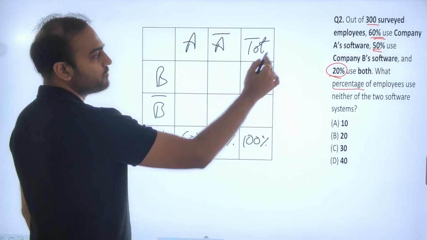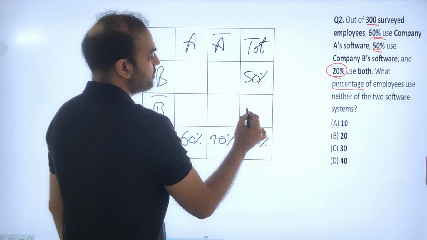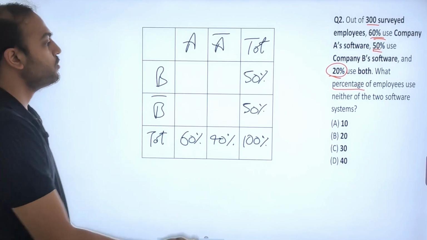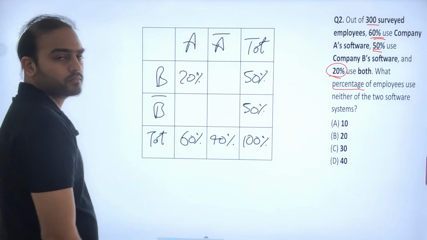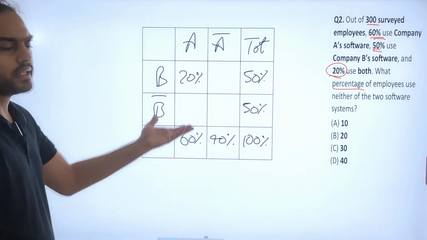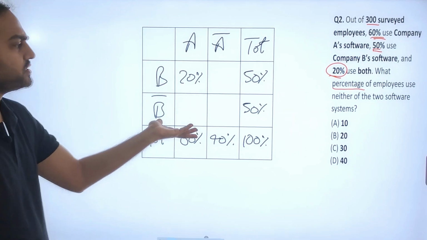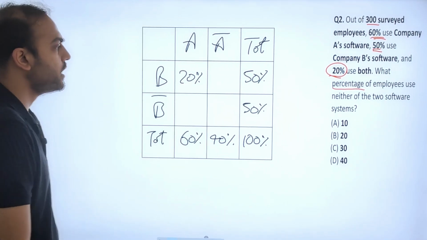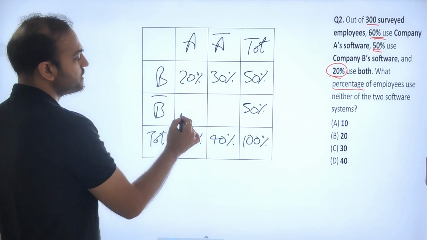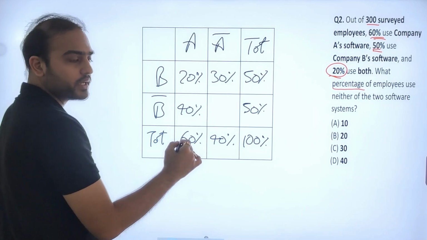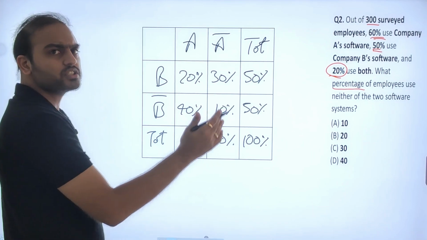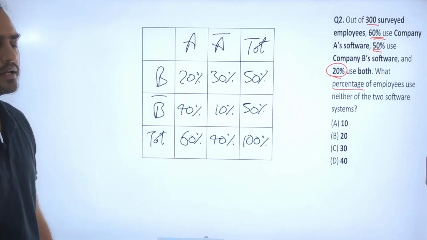Company B, 50%, that means the remaining 50% don't use company B. And we know 20% use both. That's it. All the data is there. Let's just add, subtract, and complete the table. This is 50, this is 20, this becomes 30, this is 60, this is 20, becomes 40, 50, 40, 10, 30, 10, 40. Cross check also done. All the calculations are correct.